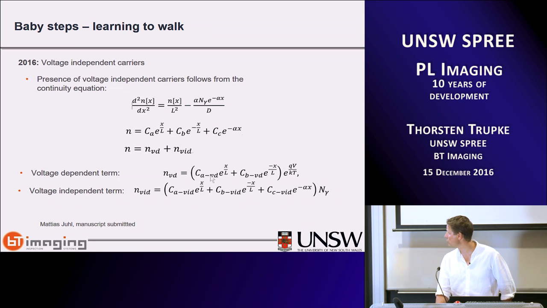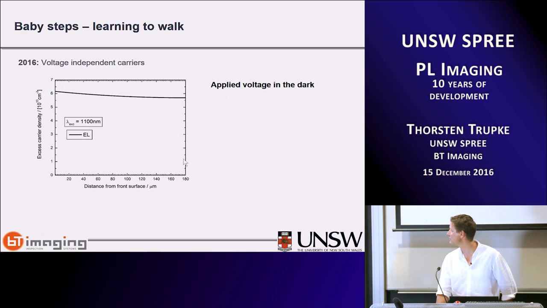And you can see that there's one carrier distribution that increases exponentially with the voltage, as we expect, but there's also a carrier distribution which is completely separate from the applied voltage. So even if the voltage is zero, this carrier density is still present in the wafer, and it is that carrier density that we saw in these series resistance measurements under short circuit conditions.